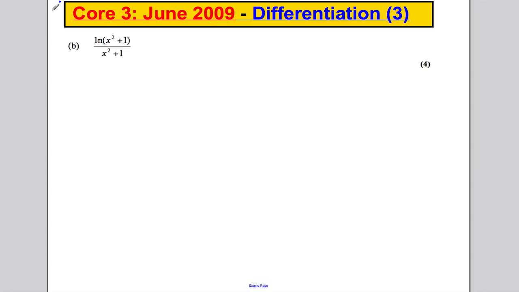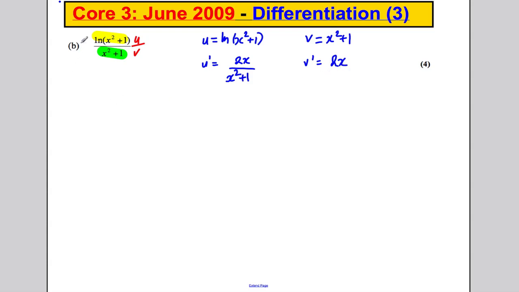Okay, next part. We want to differentiate this. Well, again, you should realise this is a quotient. We've got a u, a function of x on top, a v, a different function of x on the bottom. So this is a differential of u over v. Now, what's your u? Your u is equal to ln of x squared plus 1, and your v is equal to x squared plus 1. Your u dashed is therefore the differential inside the brackets, which would be 2x, over the expression inside the brackets, which is x squared plus 1. And your v dashed would be equal to 2x.